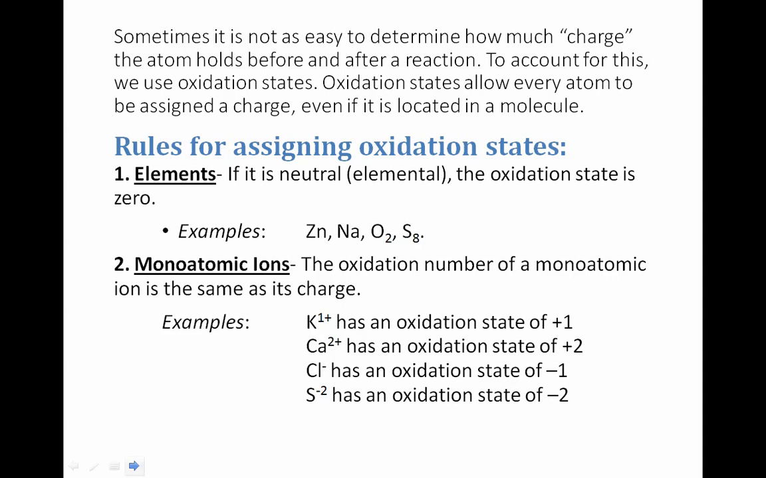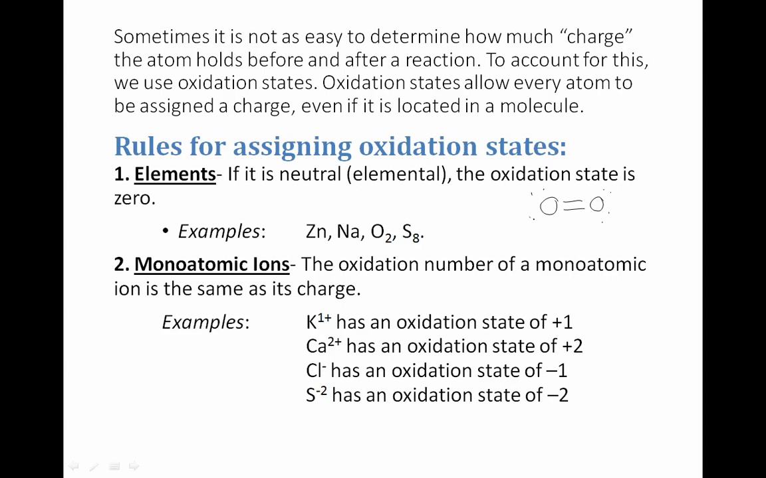Our first rule is if it's a neutral element, the oxidation state is 0. So these are our elemental compounds. They can be molecules, they can be atoms. So for instance, zinc doesn't have a charge on it, so its oxidation state is 0. Sodium doesn't have a charge listed next to it, 0. Oxygen, because it's only oxygen inside of that molecule, the individual oxygen atoms within O2 both have oxidation states of 0. It makes sense because let's say you've got your O2, right?